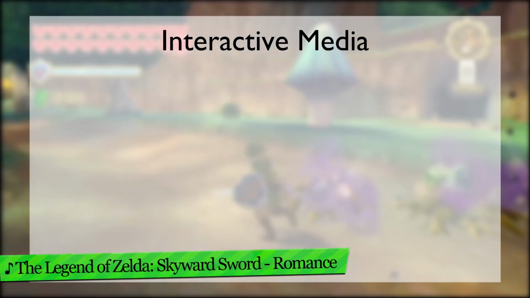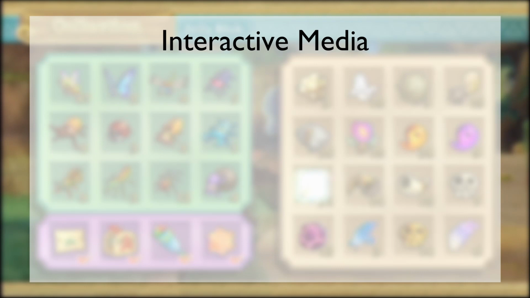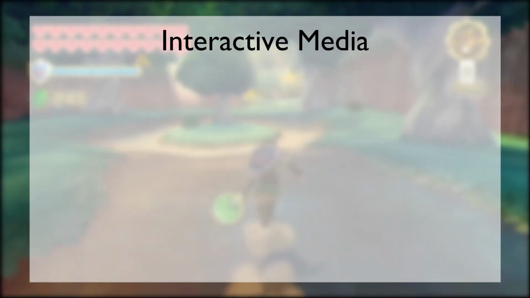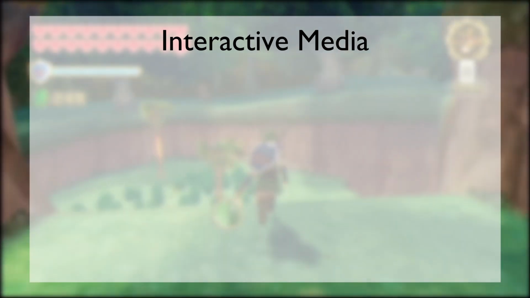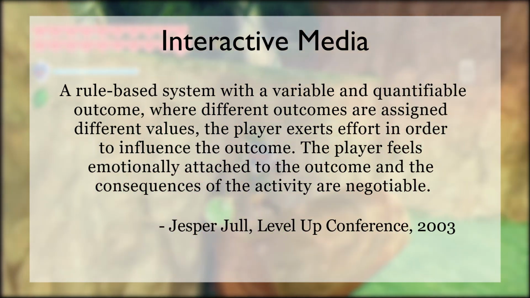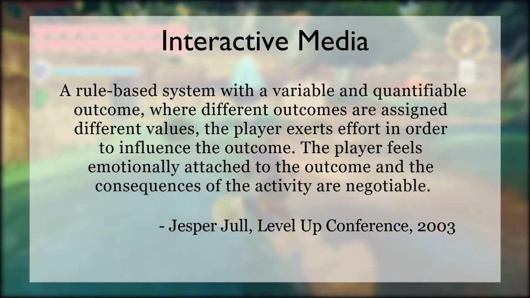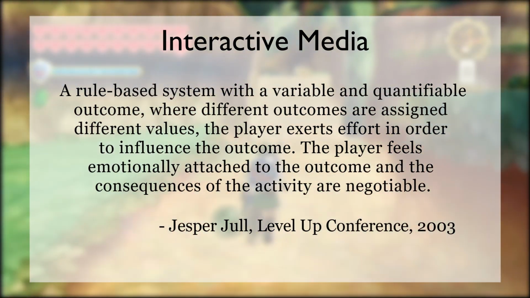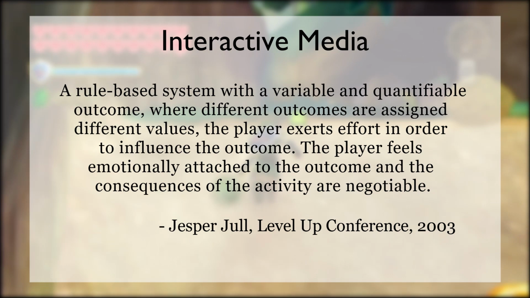Interactive media. Before we consider how music must be altered to suit a new medium, it might be wise to first nail down exactly what makes a game, and not just a collection of scenes and dialogue, which could be mistaken for a movie. Ludologist and video game theorist Jesper Juul gave a keynote speech to the Level Up conference in 2003. He says a video game can be defined as a rule-based system with a variable and quantifiable outcome. Where different outcomes are assigned different values, the player exerts effort in order to influence the outcome. The player feels emotionally attached to the outcome, and the consequences of the activity are negotiable.